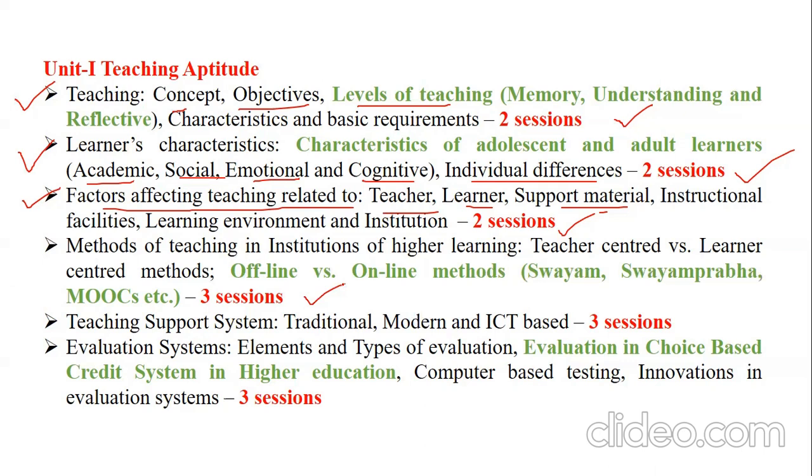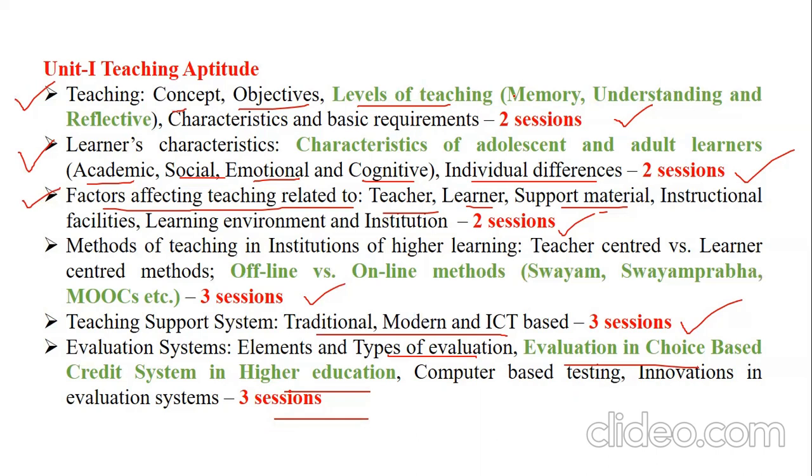Then coming to the next subtopic, the teaching support system, where we'll have traditional, modern, and ICT-based teaching, which will require 3 sessions. And lastly, we have the evaluation system, where we have types of evaluation, the choice based credit system in higher education, including computer based testing and innovations in the evaluation system. A total of 3 sessions will be required.